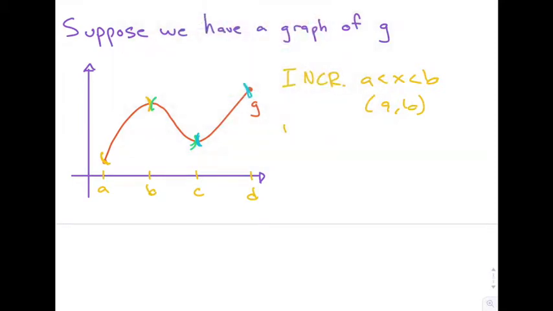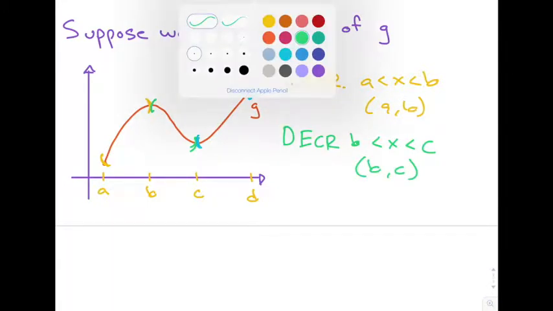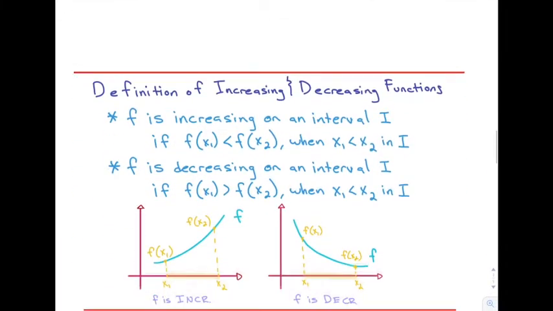Our graph is decreasing on the interval b less than x less than c. In other words, in interval notation, b to c. And then our graph is again increasing on the interval c less than x less than d. And then we have no information again, greater than d or less than a.